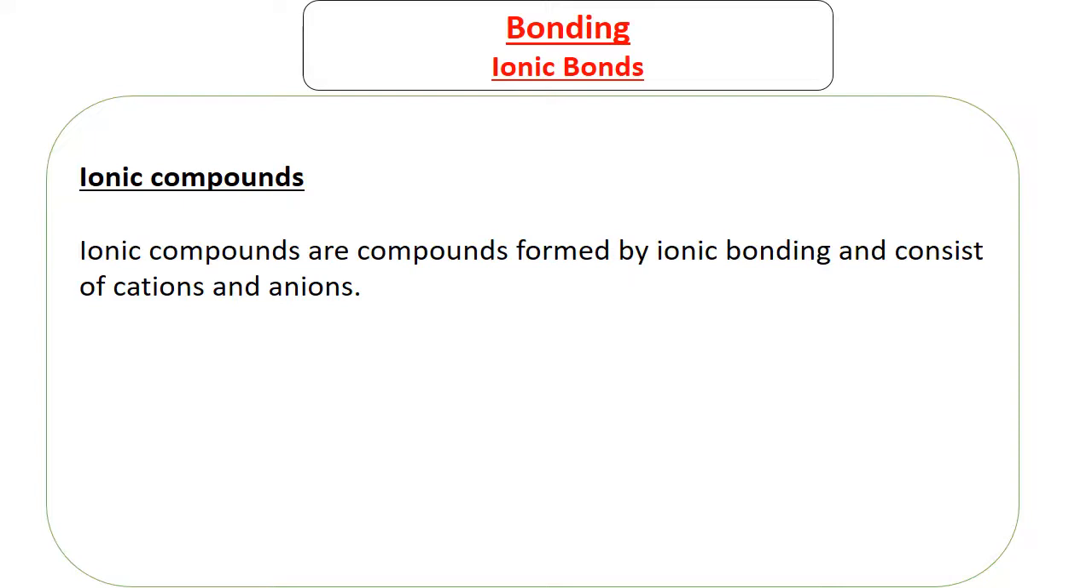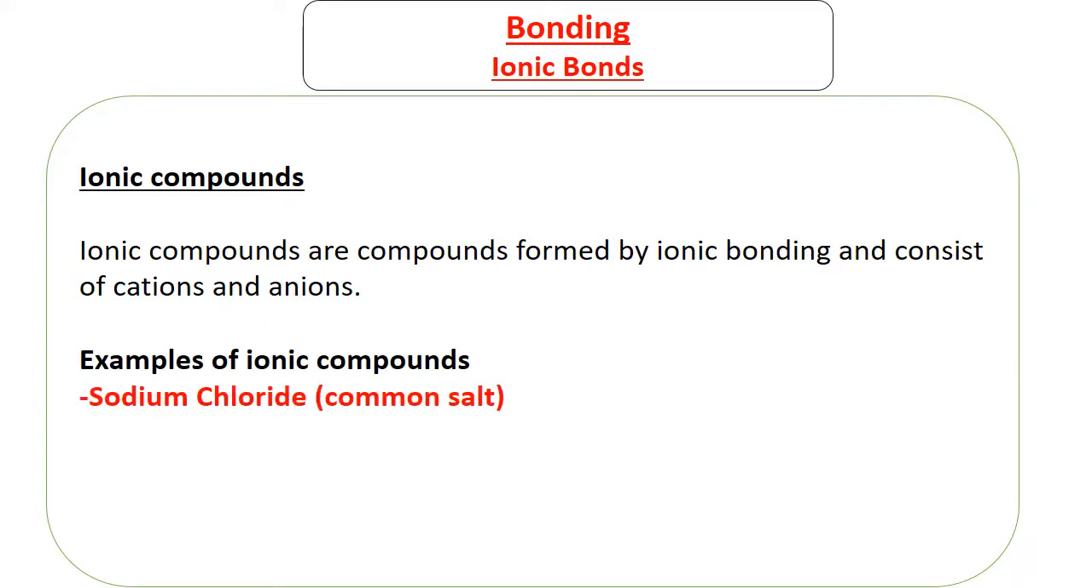Ionic compounds are compounds that are formed when an ionic bond has been formed, and for an ionic bond to be formed, one atom has to lose and the other has to gain. So one will be positively charged and the other negatively charged, and they'll be attracted to each other. Here are some examples of ionic compounds. The first one is sodium chloride, which is common salt, the salt that we put in our food. The second is magnesium oxide, and the last one is calcium chloride.